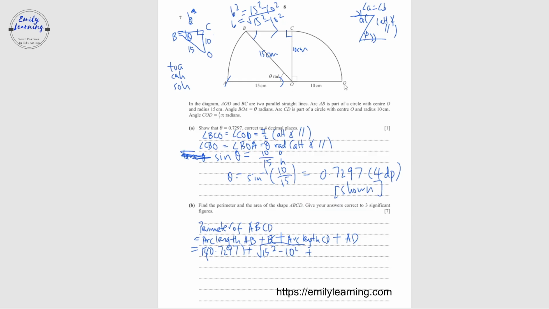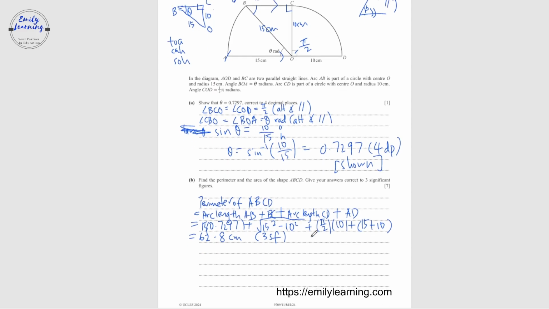Arc length of CD, this is pi over 2, right? So I have pi over 2 times the radius, which is 10. Finally, AD is 15 plus 10. I'm going to put everything into the calculator and I will get a length of 62.8 cm when rounded off to 3 significant figures. Alright. Next, let's find the area.